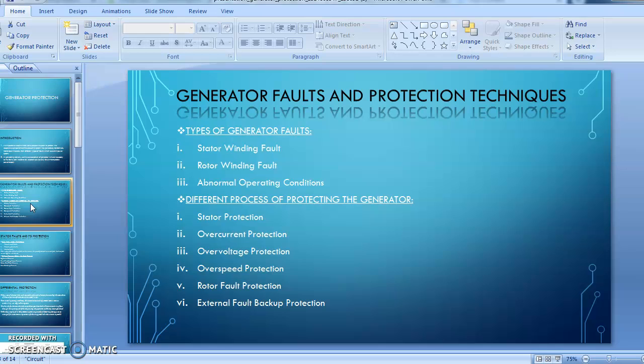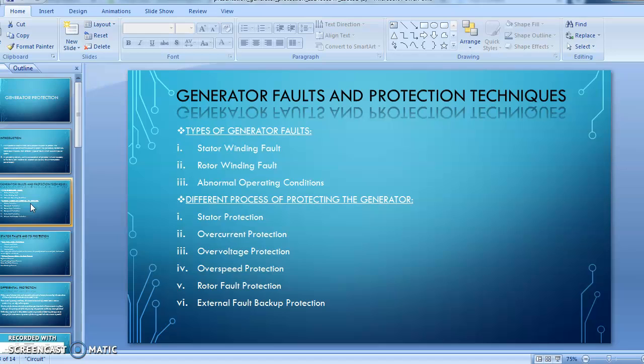Repairs in that condition involve considerable expenditure of time, money will definitely be wasted, and the system will be out of service for a long time. We have to go for a blackout. These are the effects of the different types of fault.